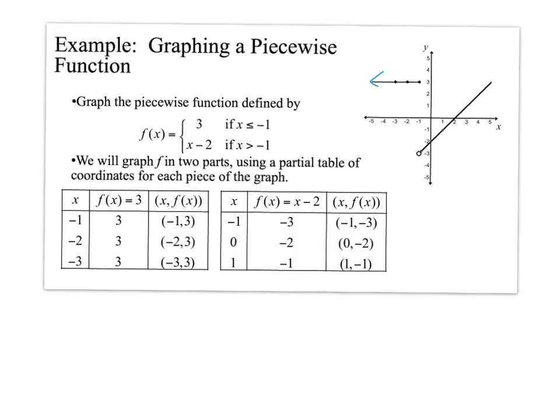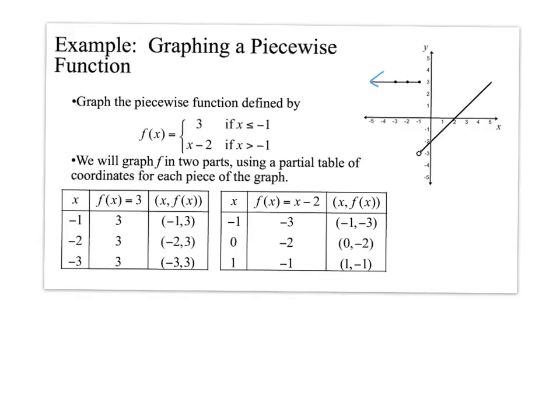My next part of the function is when my domain is greater than -1. So I'm going to have -1, 0, and 1, and I could go more than that, but I think this gives me a good idea of the direction of my graph. This time I have to use the equation x minus 2. Inputting -1 for x, I get -1 minus 2 is -3. Then 0 for x gives me 0 minus 2 is -2, and 1 for x, 1 minus 2 gives me -1. This gives me the points (-1, -3), (0, -2), and (1, -1).